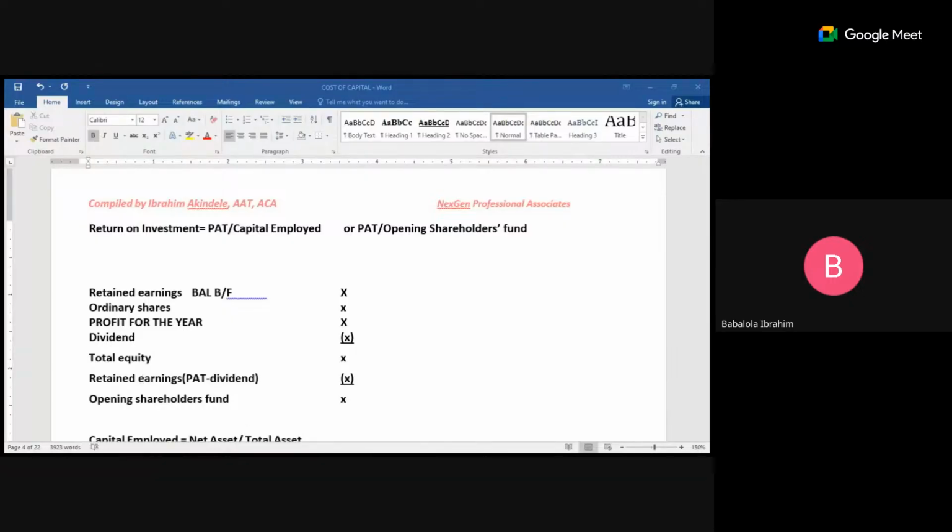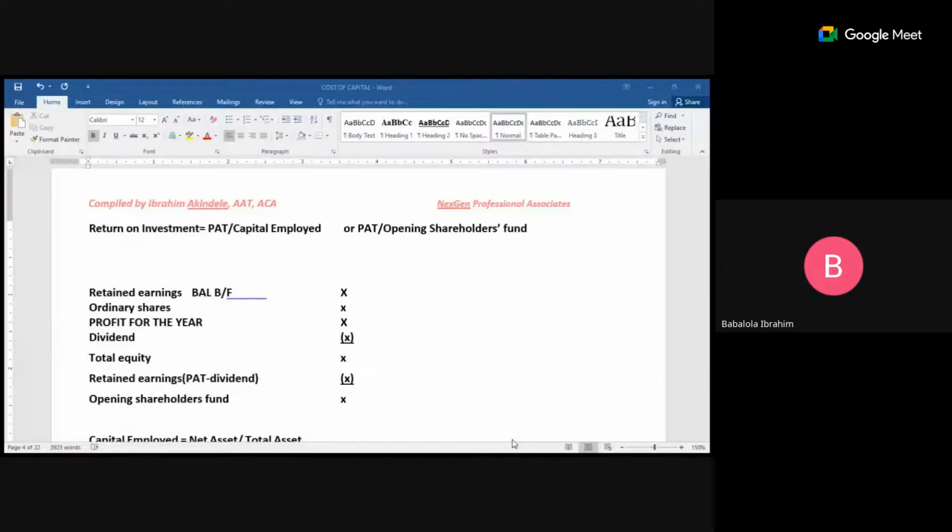Because before you can get your retained earning from 2023, you need to get your profit, and you now remove the dividend paid in 2023. That will give you your retained earning for 2023. That will now be the balance brought forward in 2024. Now, there's something called ordinary shares. We all know that one. So the value of the ordinary shares, you add it to your retained earning from 2023.